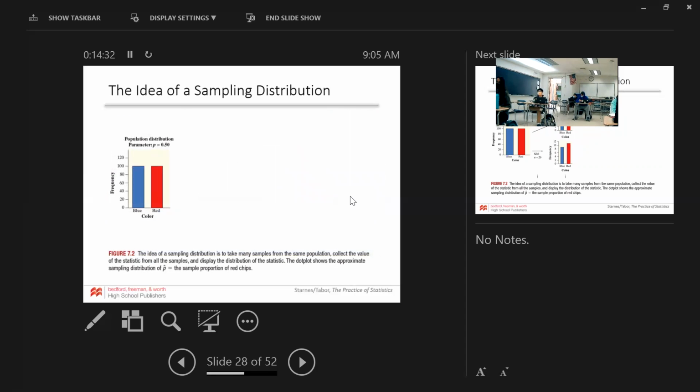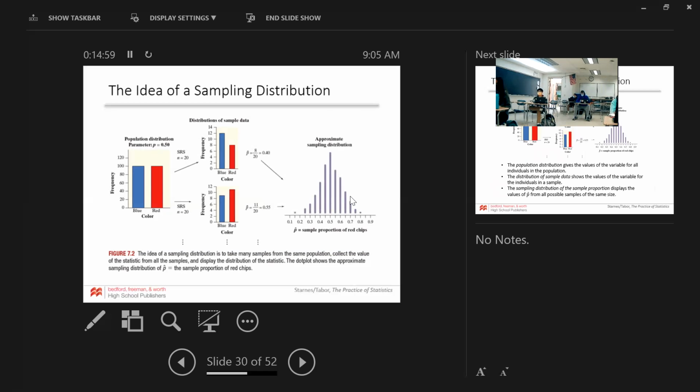So, here's a summary. Ready? You got 100 blue chips and 100 red chips. Okay. Then what's this? These are 2 samples of size 20. One of them was 12 blue and 8 red. The other was 9 blue and 11 red. There are 2 samples out of the 500 in the simulation of size 20.